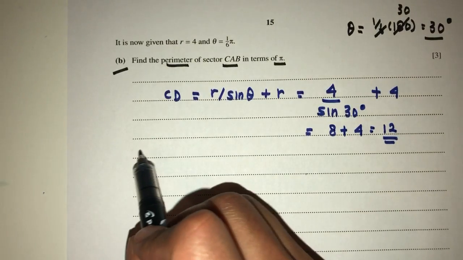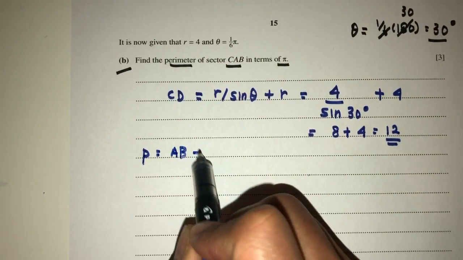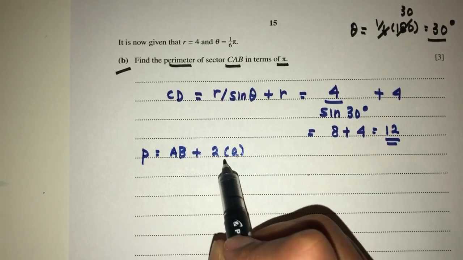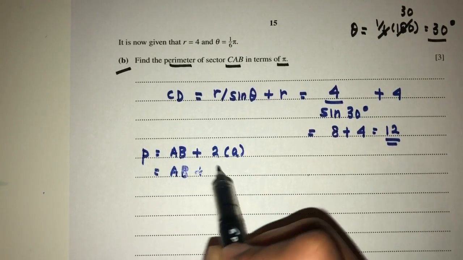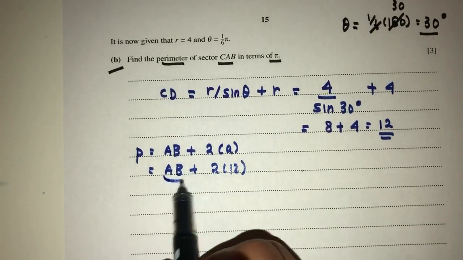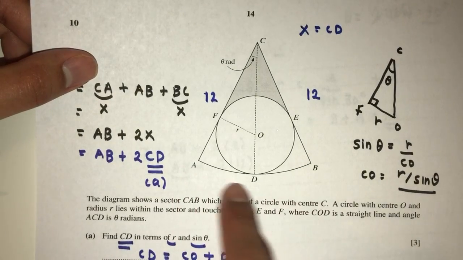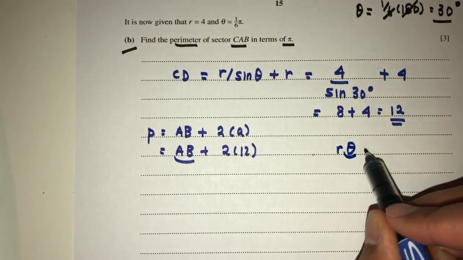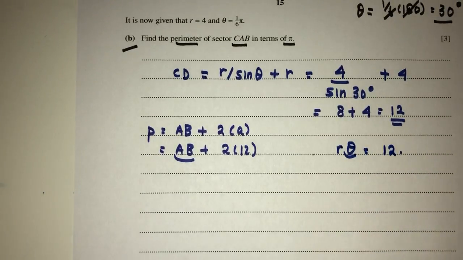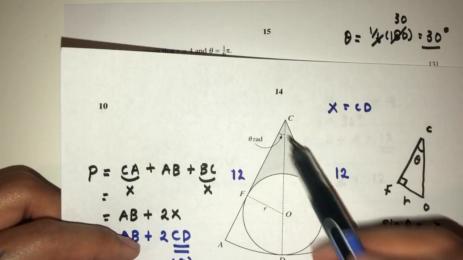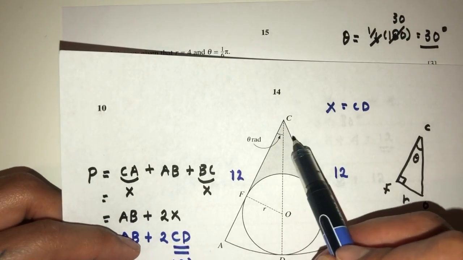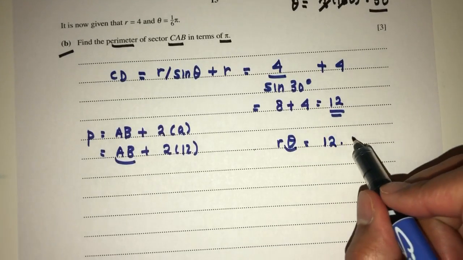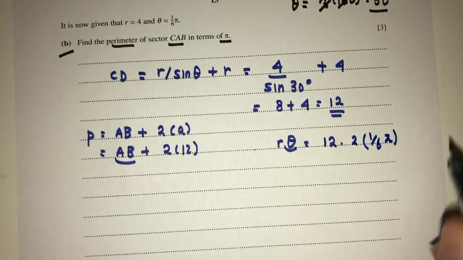Now the perimeter is AB plus 2 times the answer from part A, which is CD. So AB plus 2 times 12. Now what is AB? If you observe again, AB is simply the arc length of that sector, right? So arc length is found by using the formula r theta, where theta is the angle and r is 12. The angle here, if you observe, this is the small one, but we want to find the whole one, which is 2 theta. The angle here will be 2 theta, which is 1 over 6 of this.